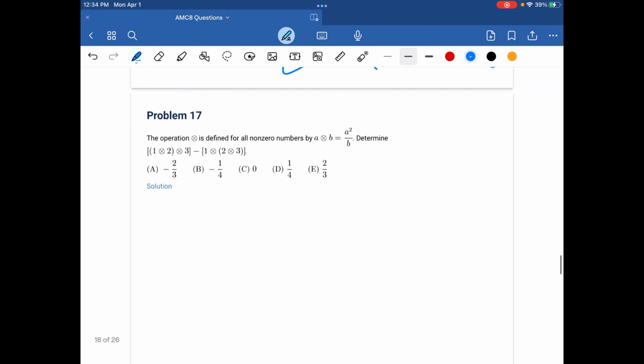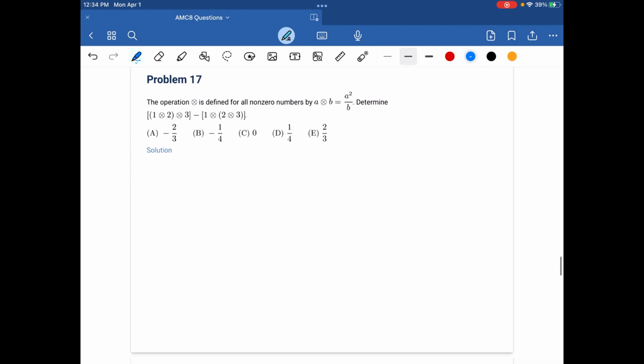Now, next problem, problem 17. The operation, I'm going to call this x. X is defined for all non-zero numbers by a x b is equal to a squared over b. Determine this equation. So first, let's solve the left side.